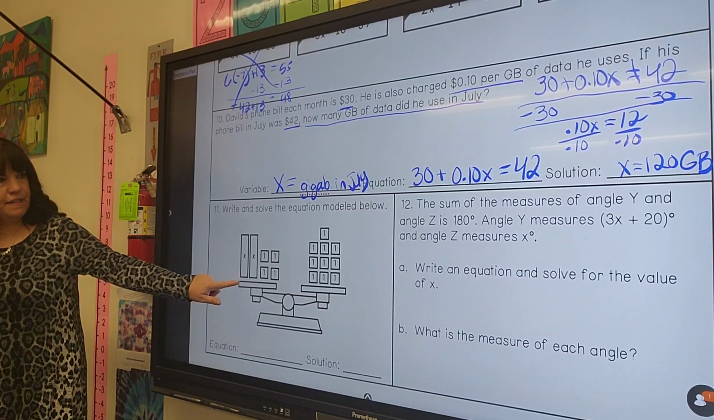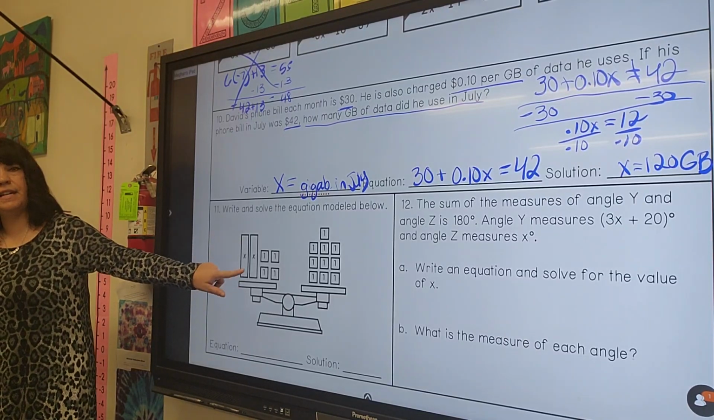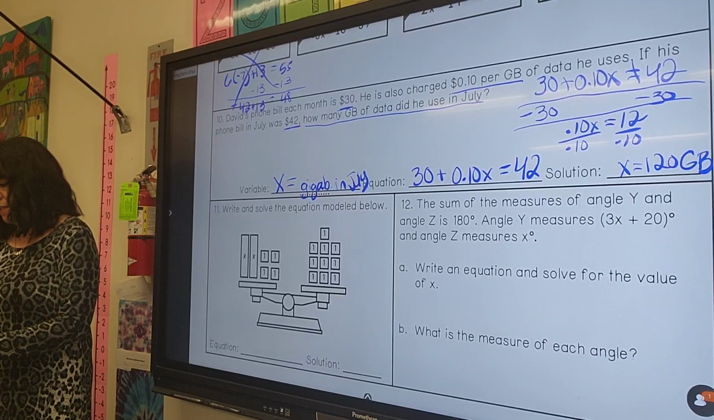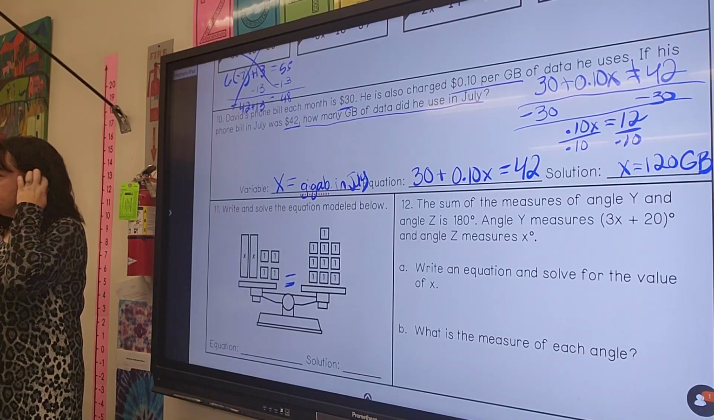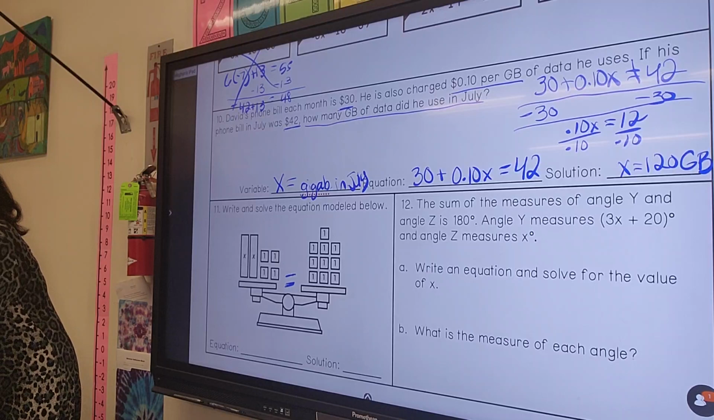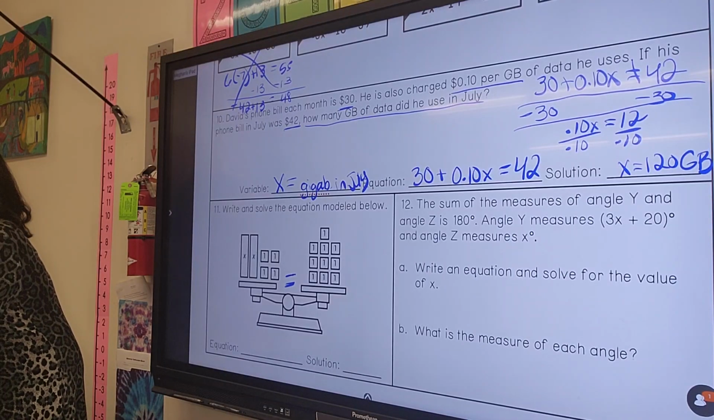I want you guys to write the equation for this, for the algebra tiles. So we're going to put equals in between our two sides of the scale. You guys can talk to each other as you do it, okay? How'd you do it, guys? Good answer, guys.